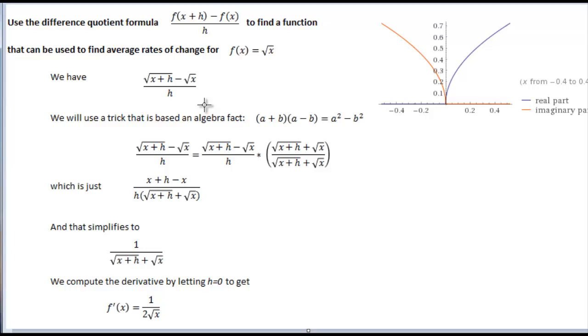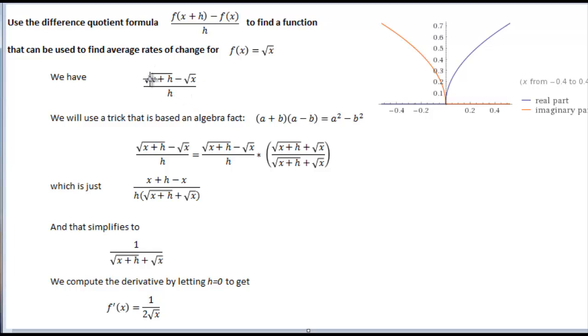Notice that we can't let h be 0 right off the bat because we're dividing by h, and you can't divide by 0 and get anything meaningful. So the question is, how do I combine the x plus h that's inside the square root with the square root of x sitting over here? That seems like a hard task. And in order to solve that problem, we're going to rely on a trick of algebra.